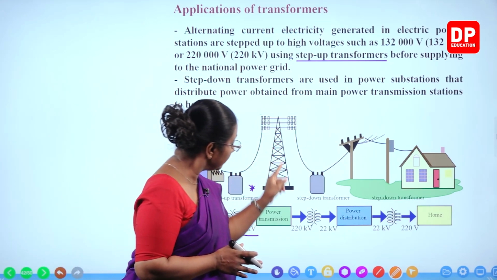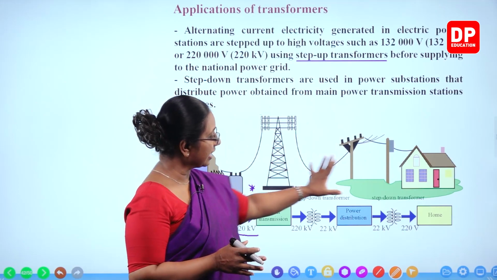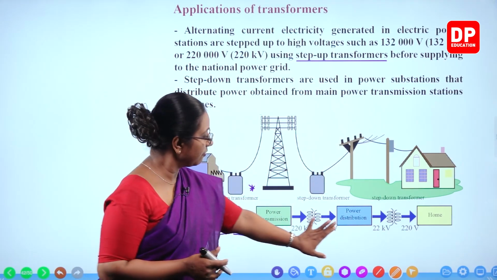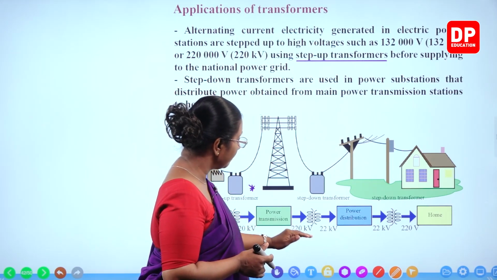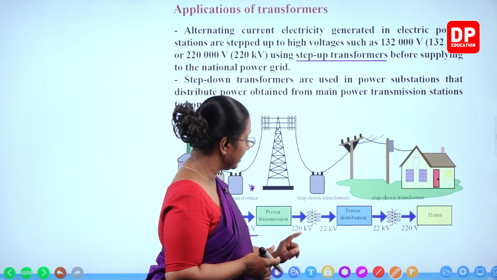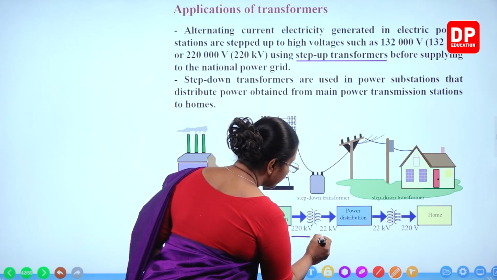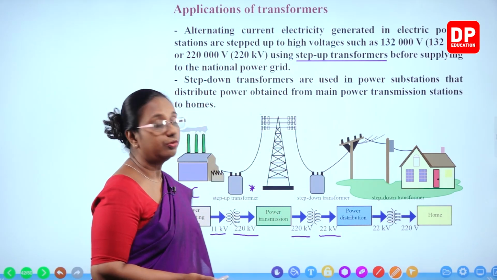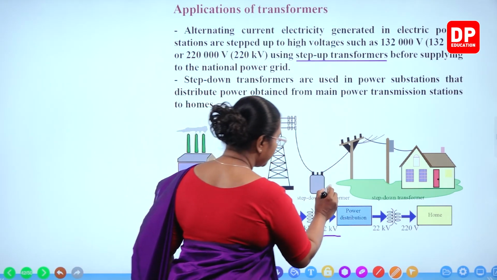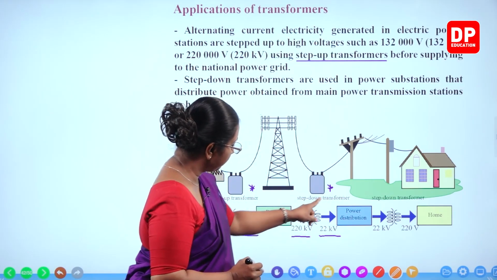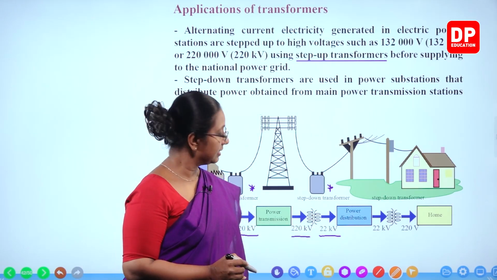Then after the power transmission, you can see the power supply. This diagram shows the components, like a flow chart that shows what happens. After power transmission, what happens here? 220 kilovolts, that is 220,000 volts, is brought down to 22 kilovolts. So it is a step down transformer. You can see the symbols: more coils in the primary, fewer coils in the secondary.